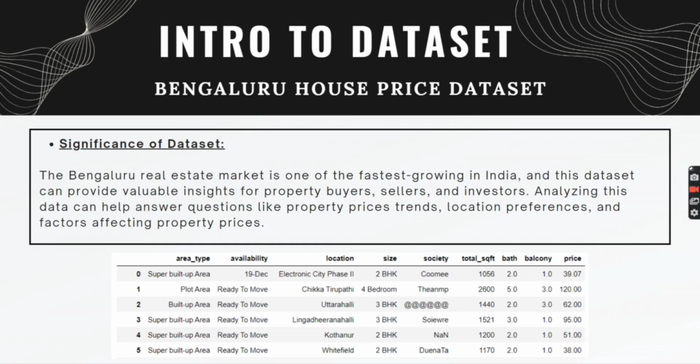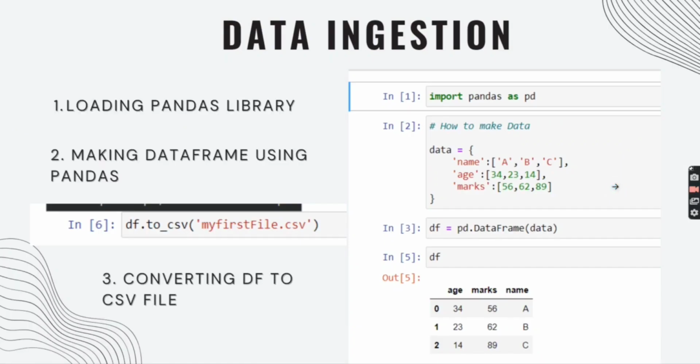So now that we have set up our environment and introduced the Bangalore house price dataset, it's time to load our dataset and start our data science journey. So how do we load our dataset? Before loading the Bangalore house dataset, let's first go through the pandas library basics. In this data ingestion section, we are going to learn how pandas works to make our data frame. First, loading the pandas library, which we have already done in our first section. Second, making the data frame using pandas.